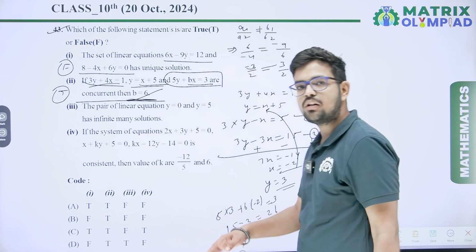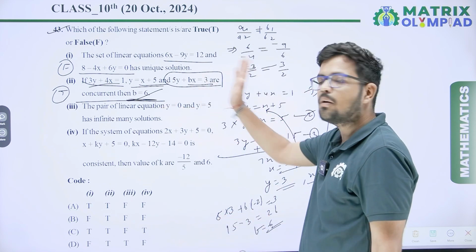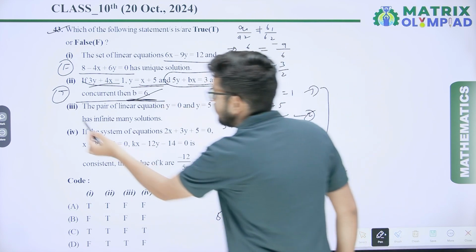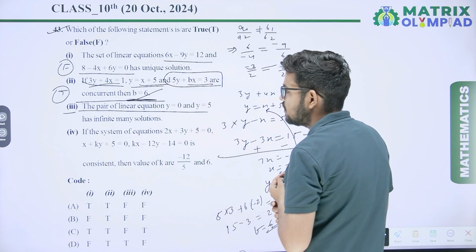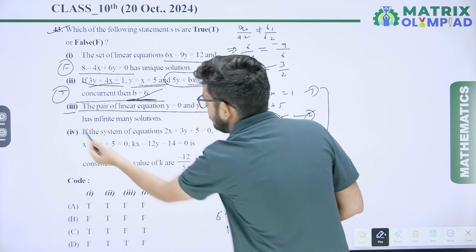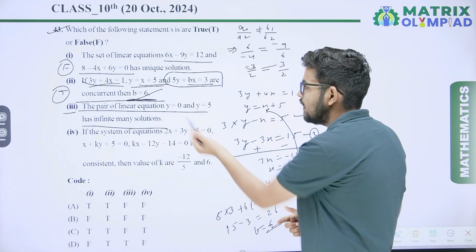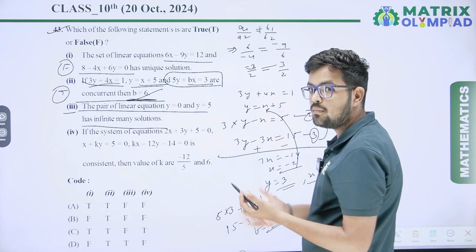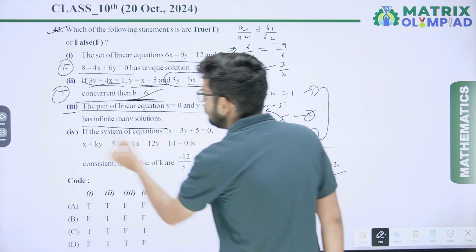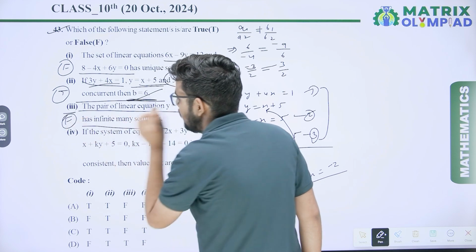What is the meaning of concurrent? Three lines intersect at a particular unique point. Third one, the pair of linear equations y equal to 0, y equal 5 has infinitely many solutions. Y equal 0 and y equal 5 never meet, these lines are parallel, so it has no solution. The third one is also false.